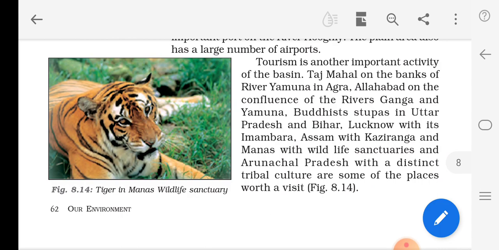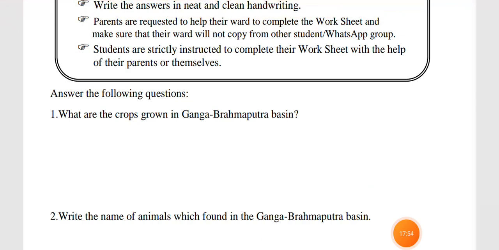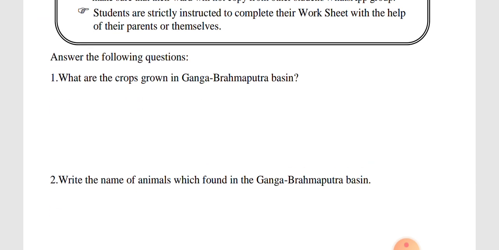Okay, we have come to the end of the lesson. Let me explain the worksheet. The question: what are the crops grown in the Ganga Brahmaputra basin? So you have to write the crops grown in the Ganga Brahmaputra basin. That is paddy, wheat, sugarcane, jute, etc. So you have to write in detail.